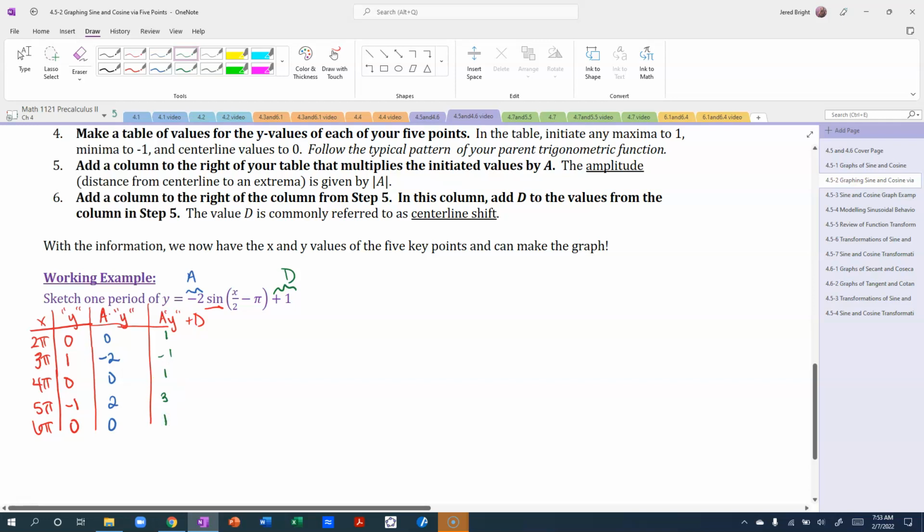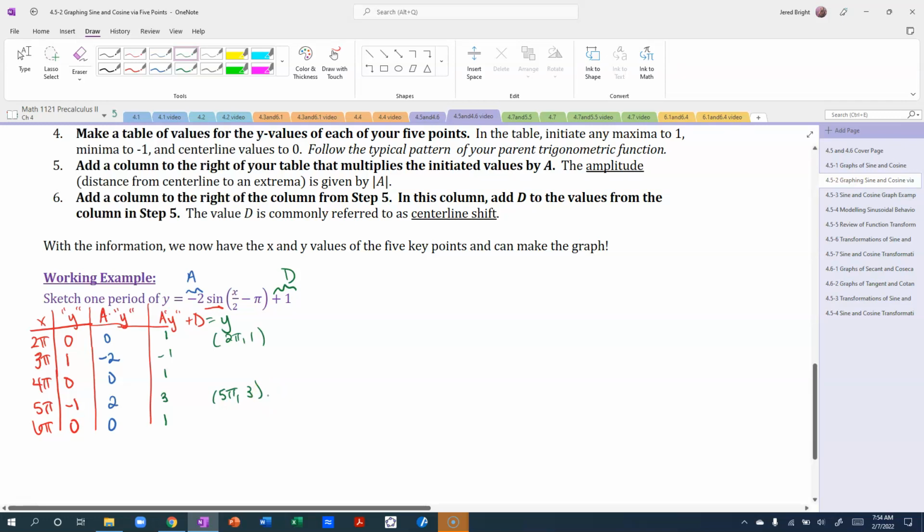Okay, and so now these are actually my y values. Okay, so for instance, I would have the key point 2 pi comma 1, and then down here it might be 5 pi comma 3. Okay, so I just need to turn these each into points. And with that, I am able to make a graph.